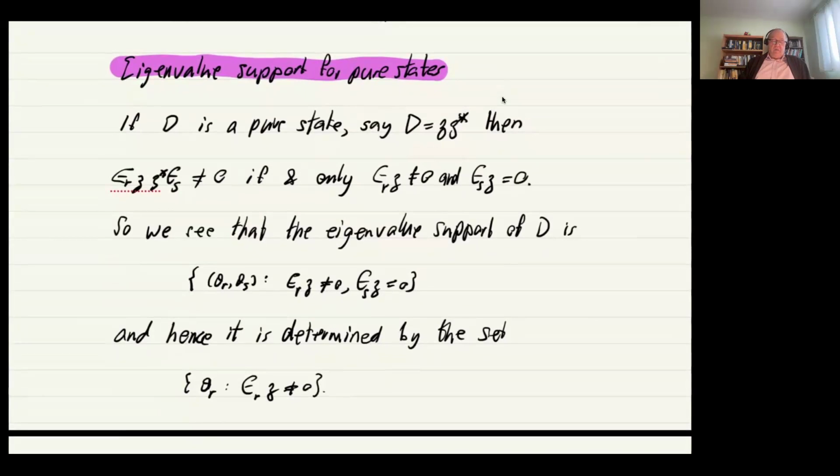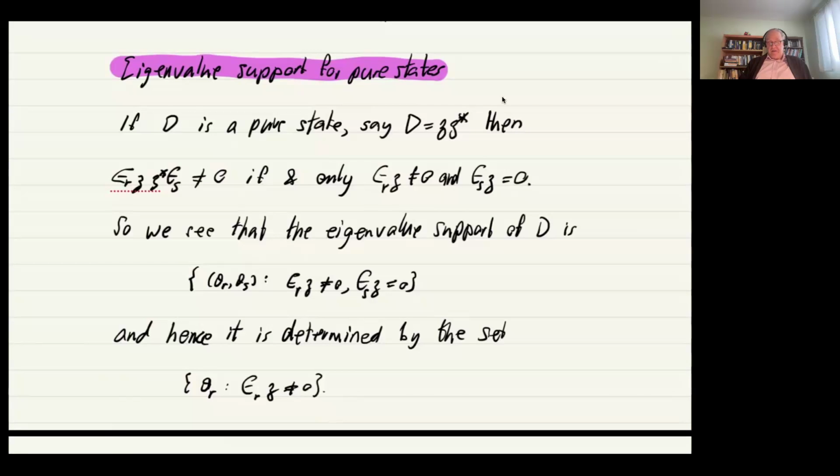And as I remarked earlier, then E_R Z Z* E_S is non-zero if and only if both E_R Z and E_S Z are not zero. And so the eigenvalue support of D is written out according to definition. In fact, it's determined by the set of eigenvalues theta_R such that E_R times Z is not zero. So if you're dealing with pure states, you can simplify the definition of eigenvalue support. You just say that it's given by this condition, and we'll be using that from time to time.